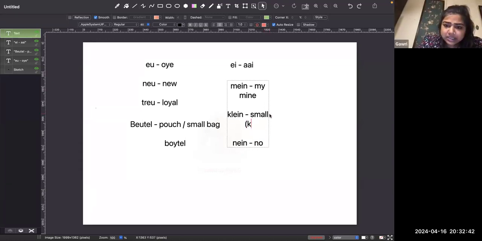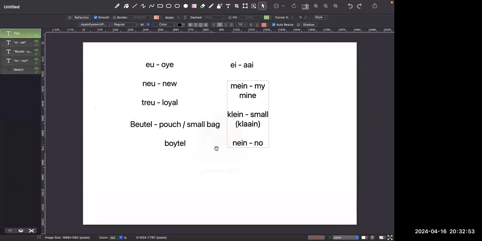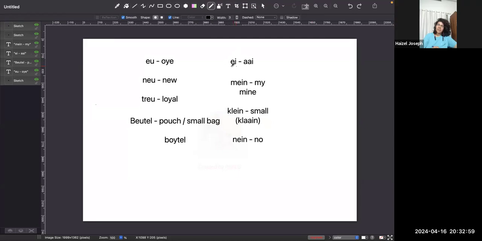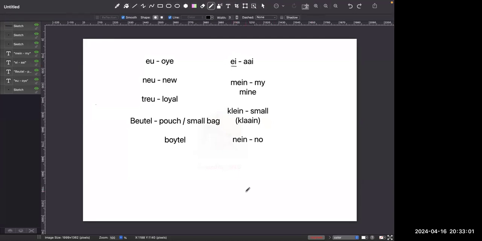I'm just writing the pronunciation in English also. For Klein, in English, this will be the pronunciation: Klein. So how is the combination of EI pronounced? I. Genau.